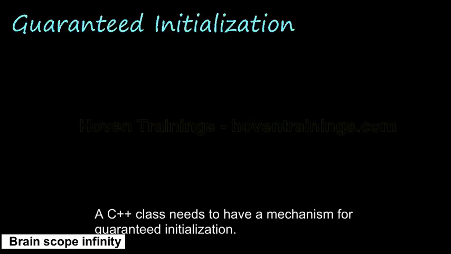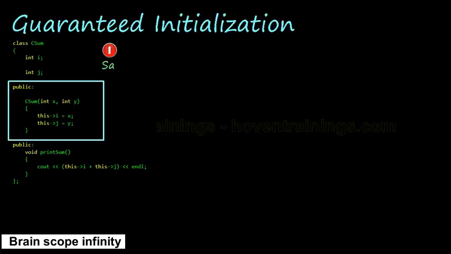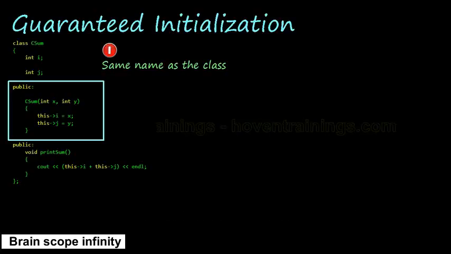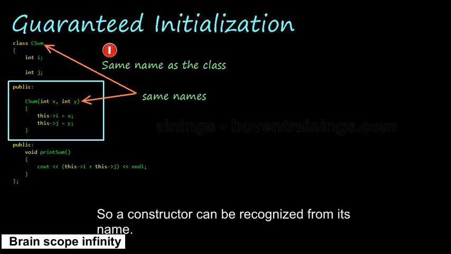A C++ class needs to have a mechanism for guaranteed initialization. This is achieved with the help of a special function called the constructor. A constructor function has the same name as the class. You can see that the class name and the name of its constructor are same. So a constructor can be recognized from its name.